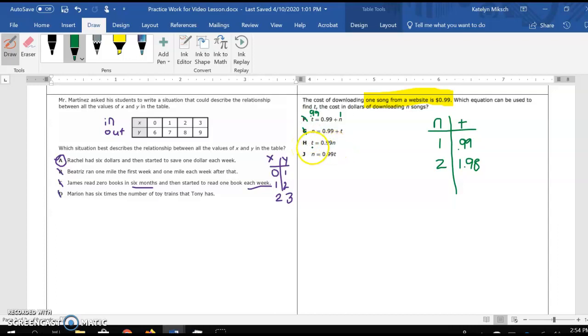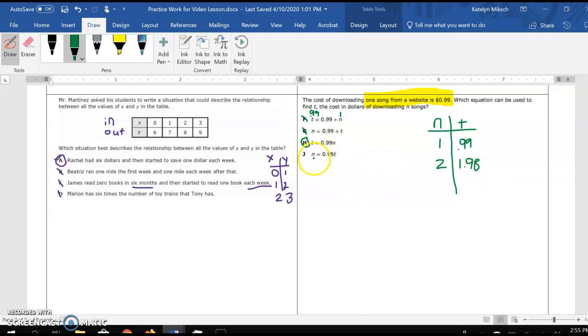H, the total cost equals 99 cents times the number of songs. So if we plug in what we have, it would be 99 cents equals 99 cents times 1. 99 cents times 1 is 99 cents. And if we wanted to keep going, 2 songs times 99 cents would give us $1.98.